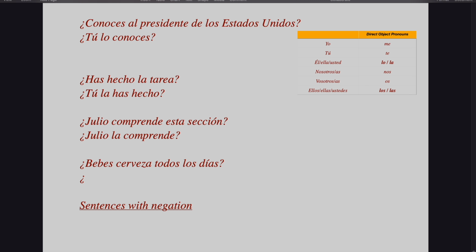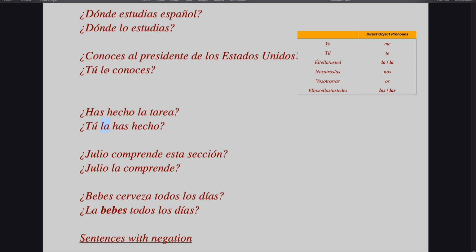The next one, ¿bebes cerveza todos los días? Cerveza, la cerveza, is a feminine noun. La bebes todos los días. So, this is how it goes. Again, here if you want, you can put a tú before la. And one good thing to observe here is that the object pronoun always goes before the verb form. You can see in every example, the object pronoun is placed exactly before the main verb, right?